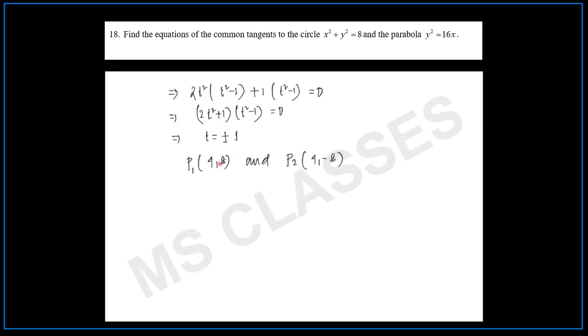So we have to substitute the value of t. We have t = 1, plus 1, and there is minus 1. That gives us (4, 8), and that gives us (4, -8). Now after that we can find the equation of tangent.